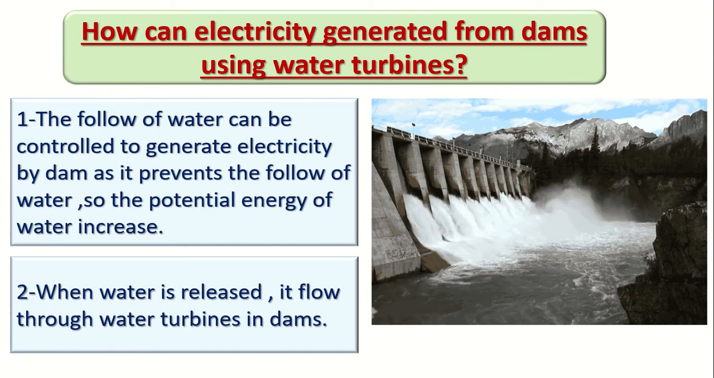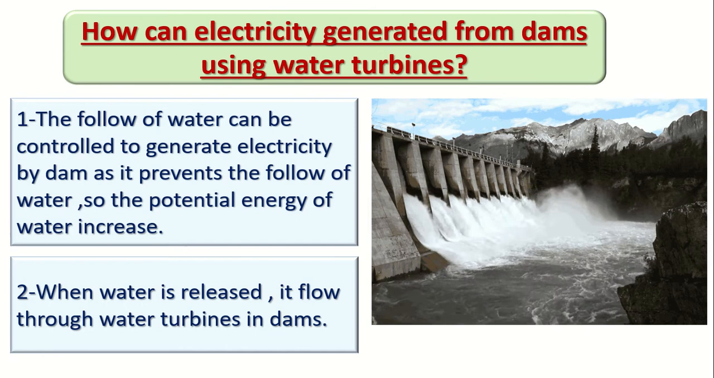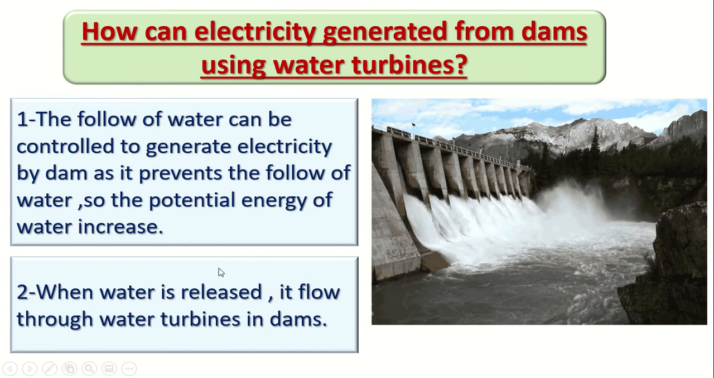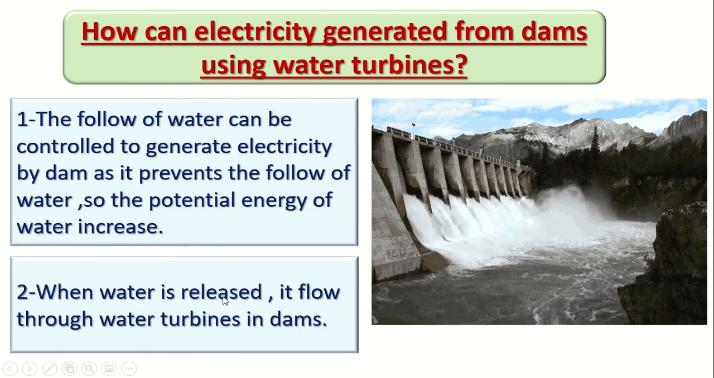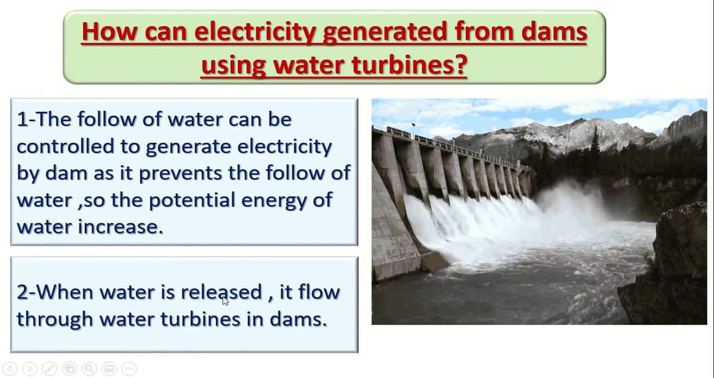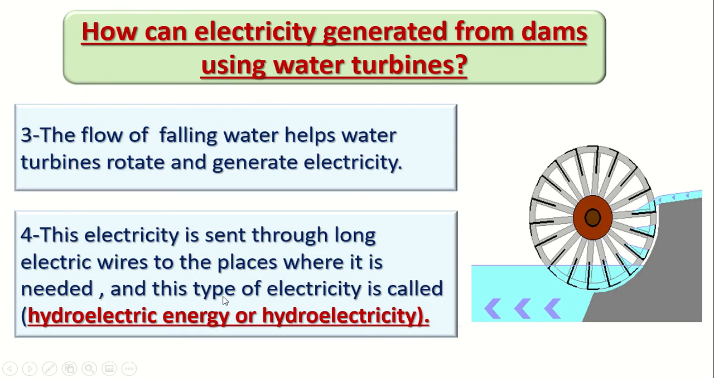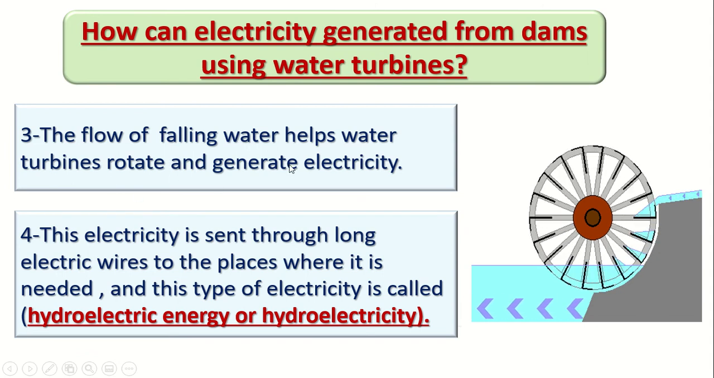So the potential energy increases. So number one, the potential energy of water increases. After that, when the water is released, the potential energy will change into kinetic energy. Okay, and the kinetic energy will help the water turbines to rotate and generate electricity. This electricity will move through long electric wires to every place in the world.